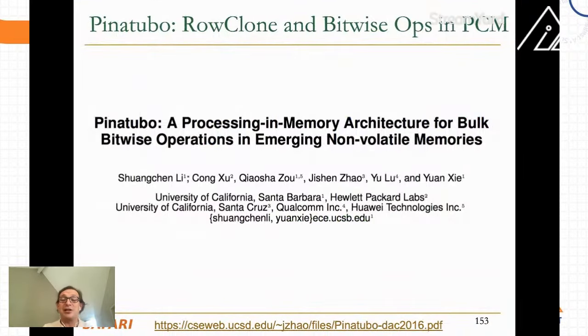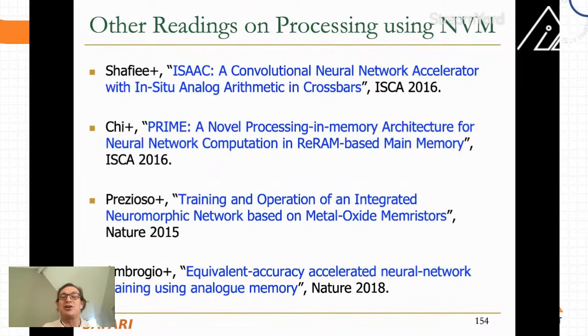You can also do this on emerging memory technologies like phase change memory. This paper talks about how to do bulk bitwise operations like RowClone and MBIT type of operations on emerging memory technologies in PCM and RRAM. And there's a whole lot of literature on this topic also that shows that in crossbar array-based memories, you can do matrix vector multiplication. We also have some work on that topic, including in Micro 2023 and Micro 2022.